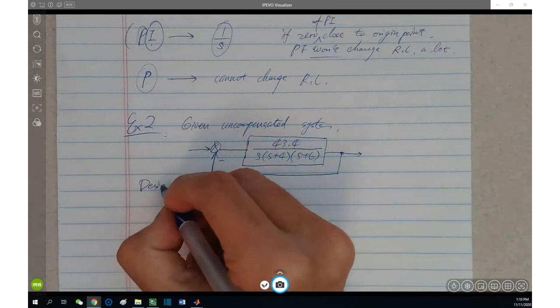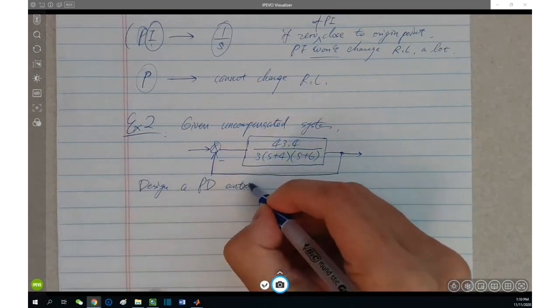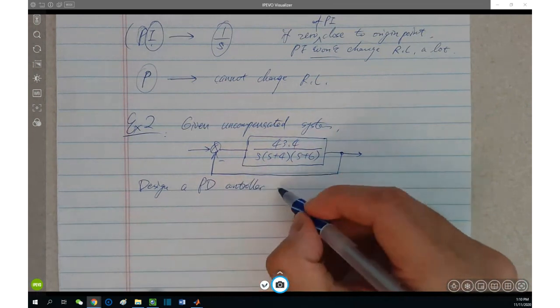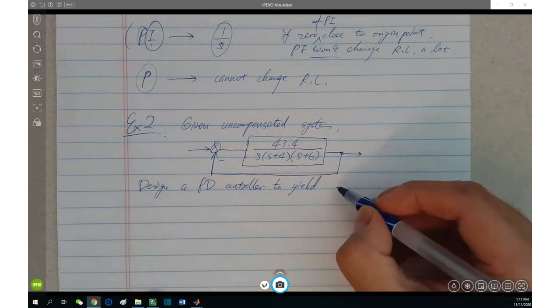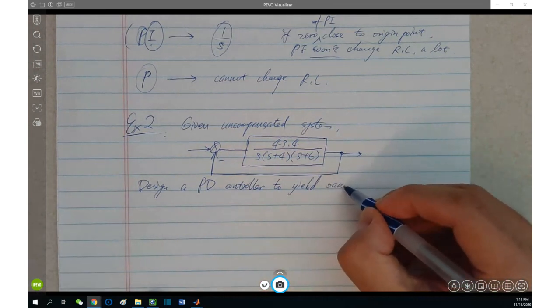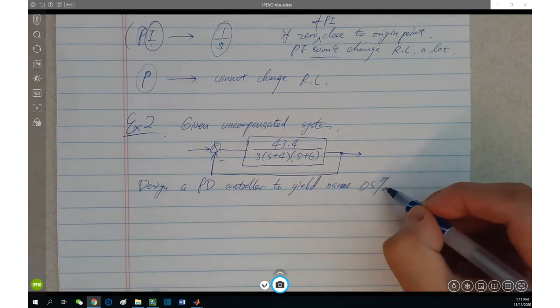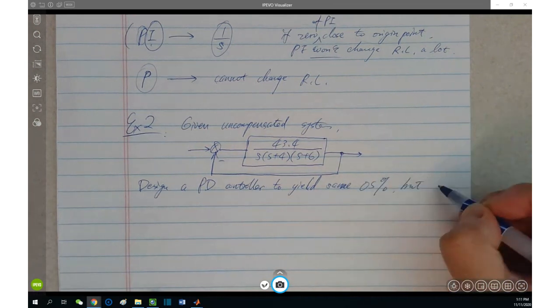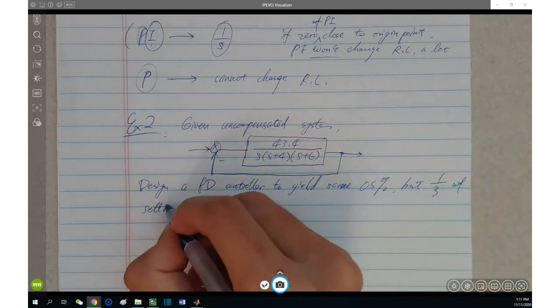Design a PD controller to make such requirement happen. First, it's gonna yield the same overshoot, but shrinking your settling time to 1/3.